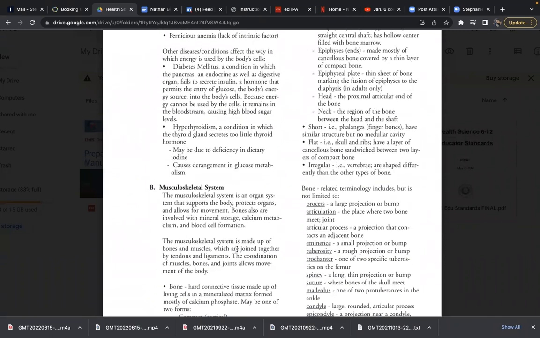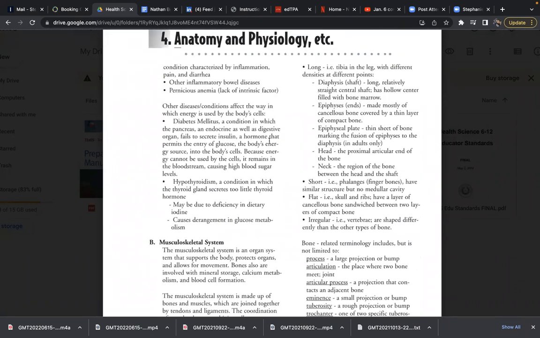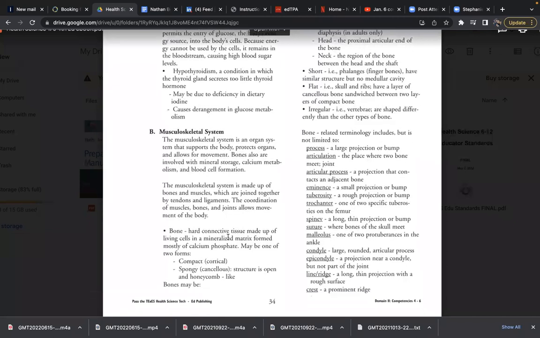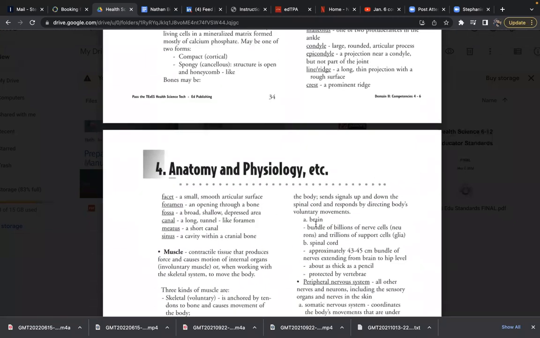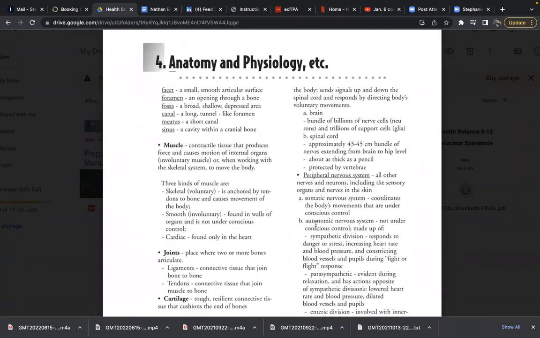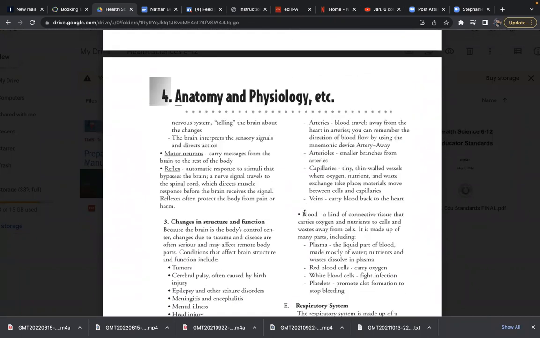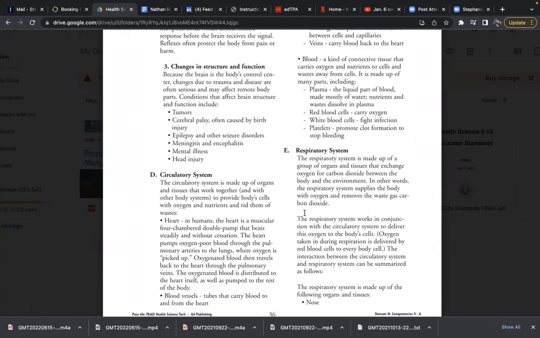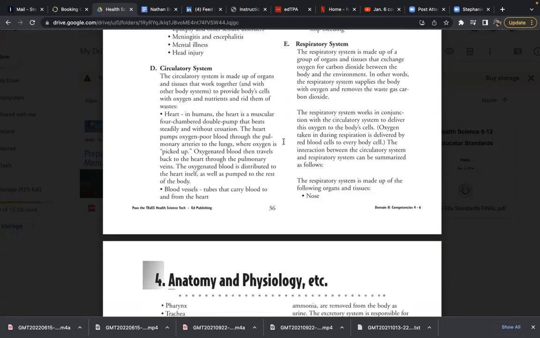You have the difference of the different muscles, like short, flat, irregular, long. I know that some things from this section do come out in the exam. Your peripheral nervous system section, the function, still continuing with anatomy and physiology, shows you how changes in structure can lead to these conditions.